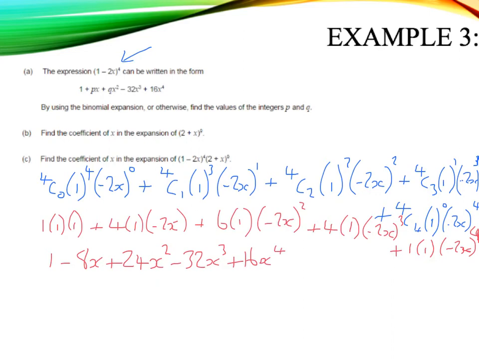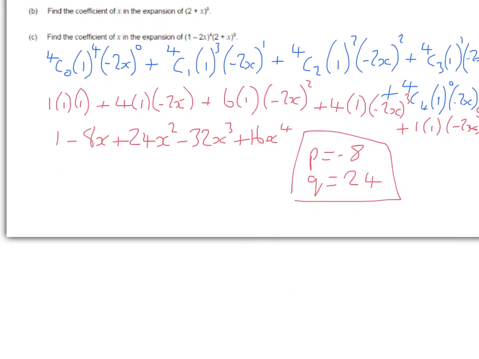Right, let's check to see what values I have now for P and Q. P is minus 8, Q is 24. Okay, good. That's fairly straightforward, the first part. Let's see if we can now move on to part B. So I'm just going to slide my screen up and we'll work on part B.